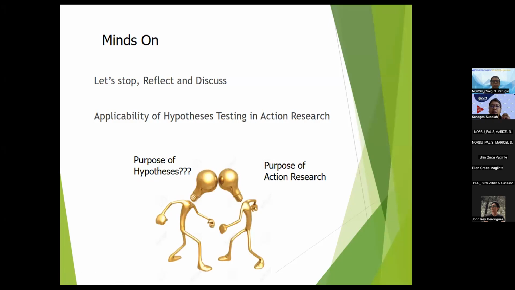But there are action researches whereby they do t-tests. They give students a pre-test, a maths test, then they do an intervention, and then they give a post-test. Then they look at the scores, the t-test, and they claim that, yes, the scores are significant. To that extent, yes, it can be used, but it's not a must.